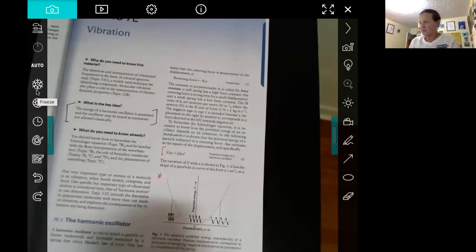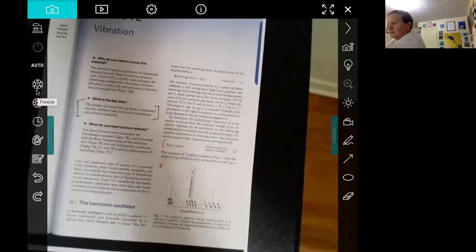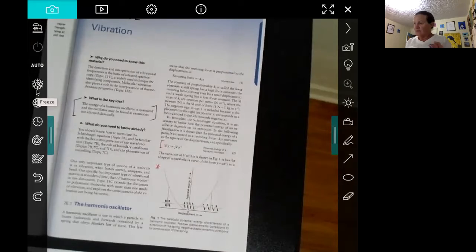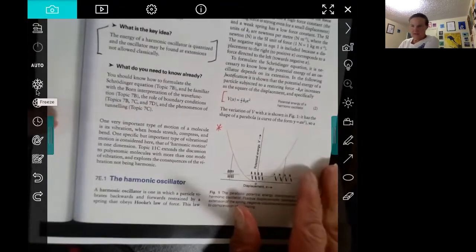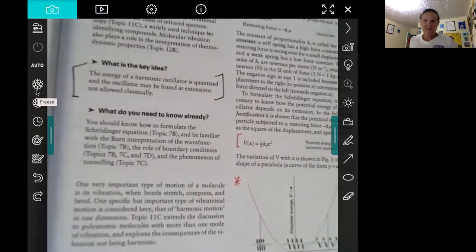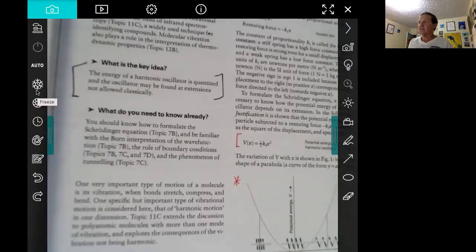Okay, so this is topic 7E, vibrational motion. And the important thing that will come out of this, we'll see the same concepts. We'll see the energies quantized because of boundary conditions. And we're going to use the harmonic oscillator as our model, and we'll look at that in a second. But the important parts are, so the key idea is that the energy of the harmonic oscillator is quantized, and we're going to see something different.